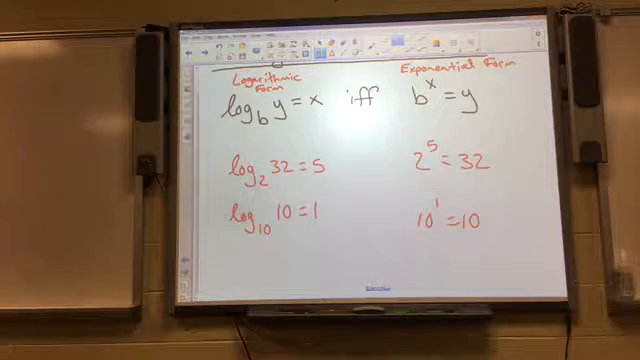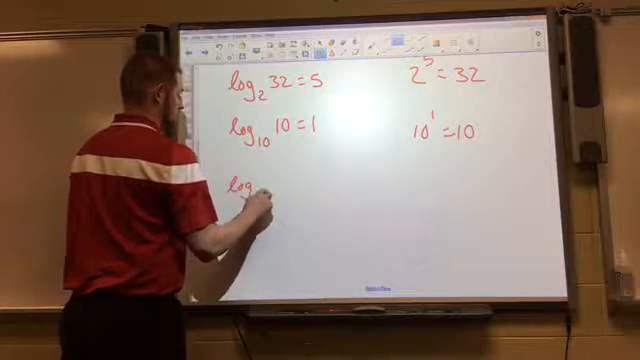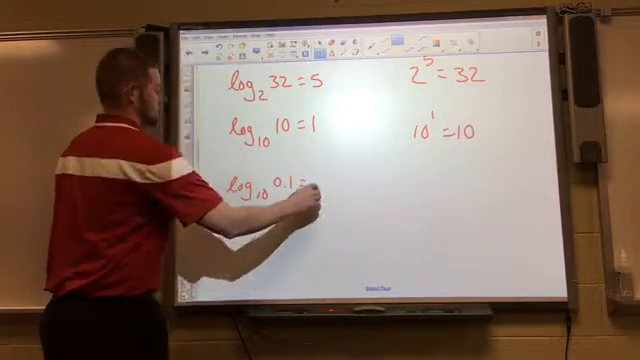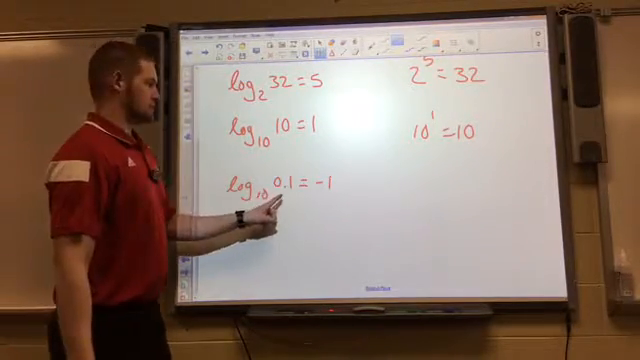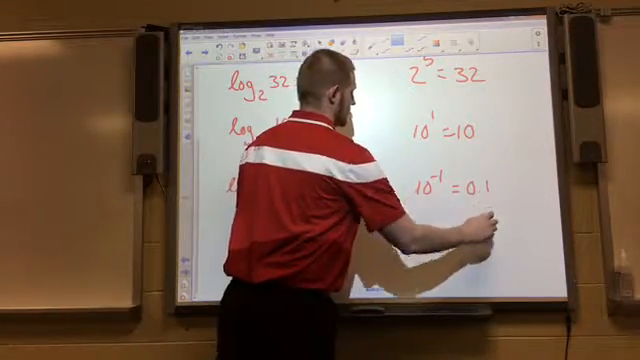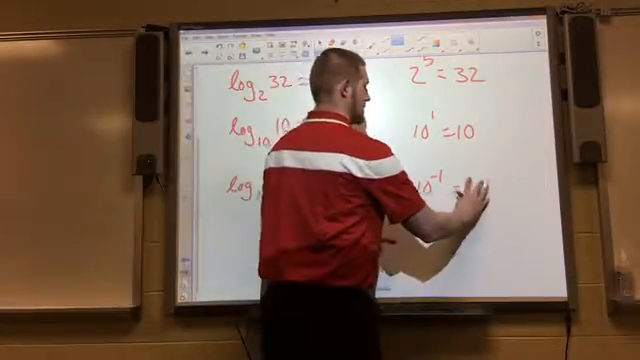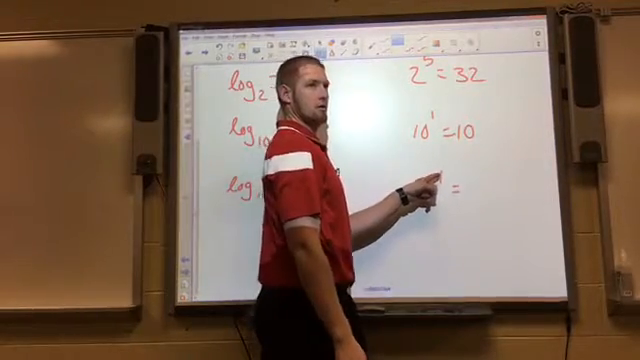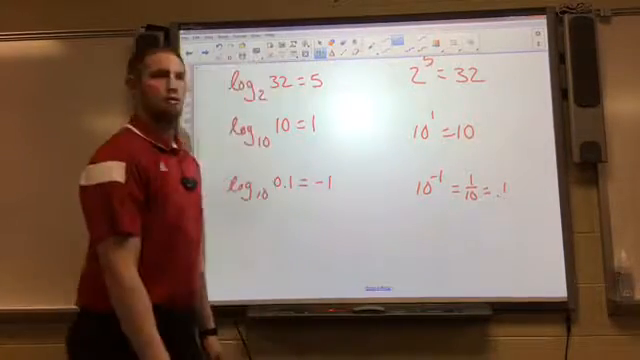Things get a little bit different when you start getting fractions and decimals. Okay, I have log base 10 of 0.1 equals negative 1. Okay, that means that 10 to the negative 1st power equals 0.1. Is that true? Yeah, because 10 to the negative first, we know it as 1/10. Isn't that 0.1? It is.